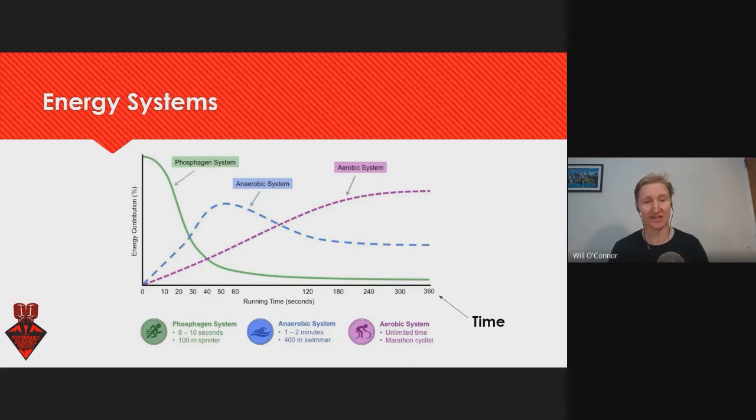And as you can see, once we get to energy contribution at 6 minutes, or 360 seconds on the time axis, the aerobic system is contributing the most amount of energy to helping us move forward in our chosen sport. And that's why this topic is so important, and we've put it first for Module 1 to set the scene, get the tone going.